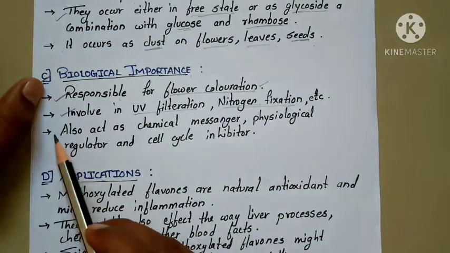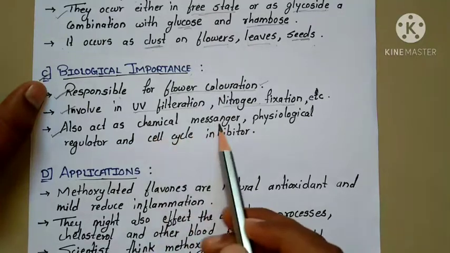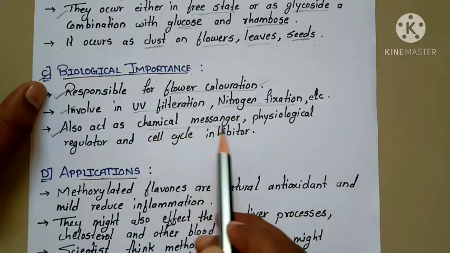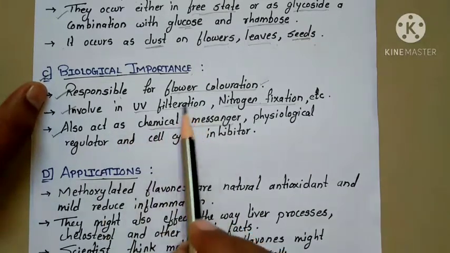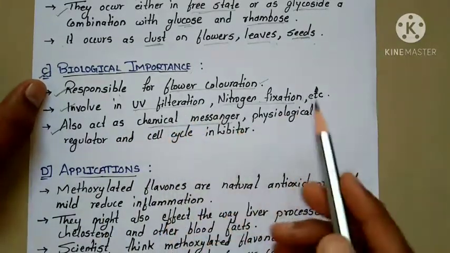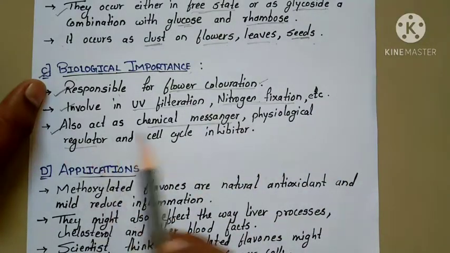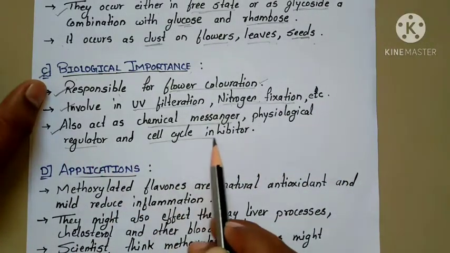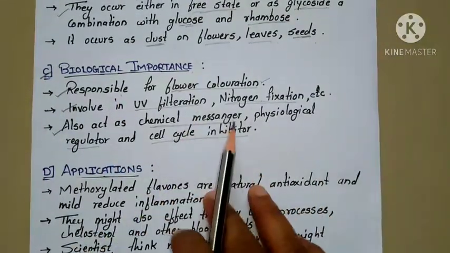Okay. Then next one is also acts as chemical messenger. What is it? Chemical messenger. The role of flavones is chemical messenger. Then another one is physiological regulators and cell cycle inhibitors. That is also biological importance.